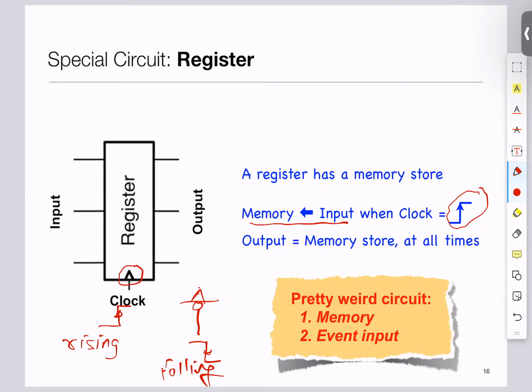So very critical block. So I just want to make sure no questions on this one. Everyone comfortable with this idea, right? Tick comes, input gets dumped into memory, output reflects the memory all the time. Okay.